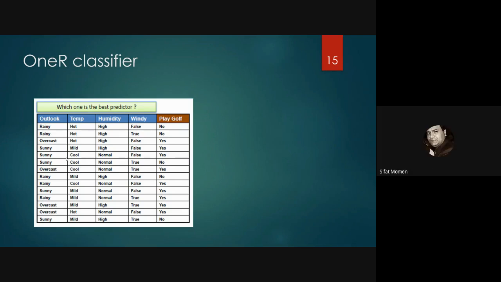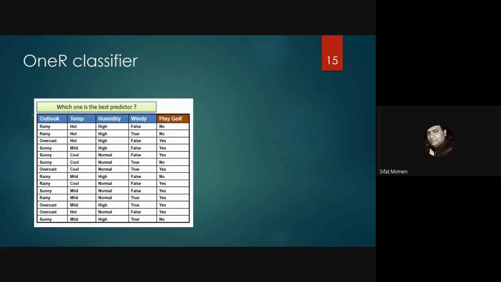Okay, good. What does the OneR predictor do? The first thing the OneR classifier does is find the best predictor. How many predictors, how many features are there here? There are four features: outlook, temperature, humidity, and windy. Now the OneR classifier is going to find out which of these four predictors is the best predictor, that means which is the best feature that can be used to predict the target variable.